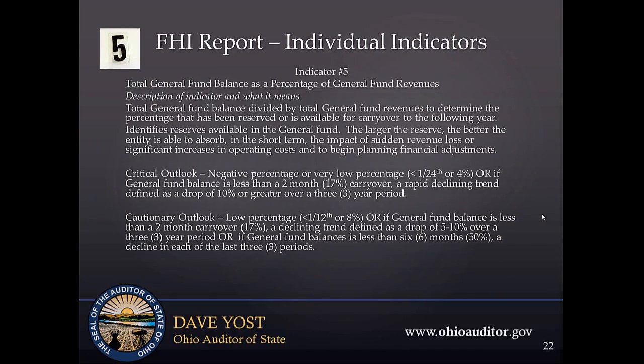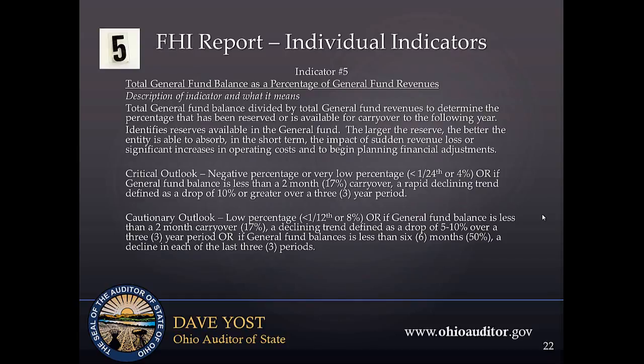Indicator 5 is the total general fund balance as a percentage of general fund revenues. Total general fund balance divided by general fund revenues is used to determine the percentage that has been reserved or is available for carryover to the following year. It identifies reserves available in the general fund. The larger the reserve, the better the entity is able to absorb in the short term the impact of a sudden revenue loss or significant increases in operating costs, and to begin planning financial adjustments.